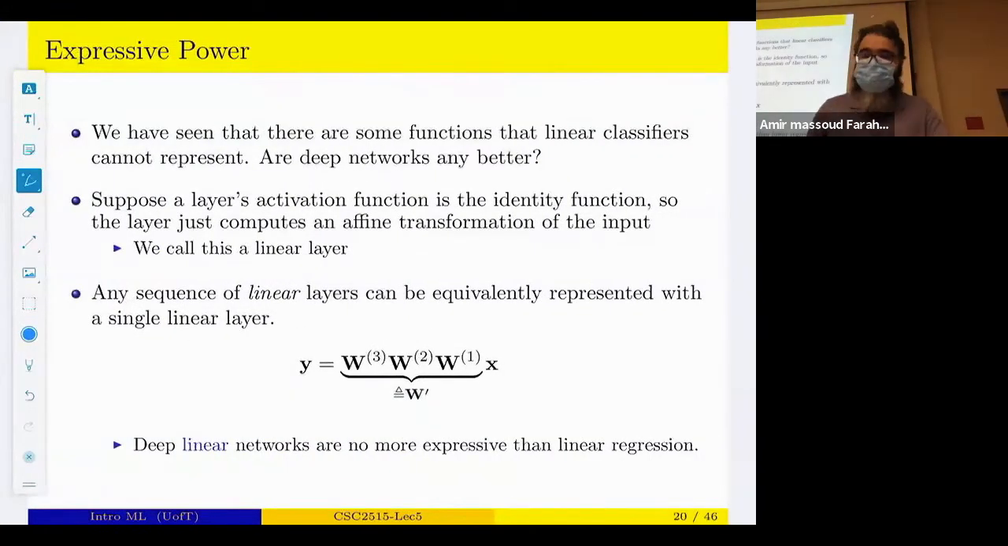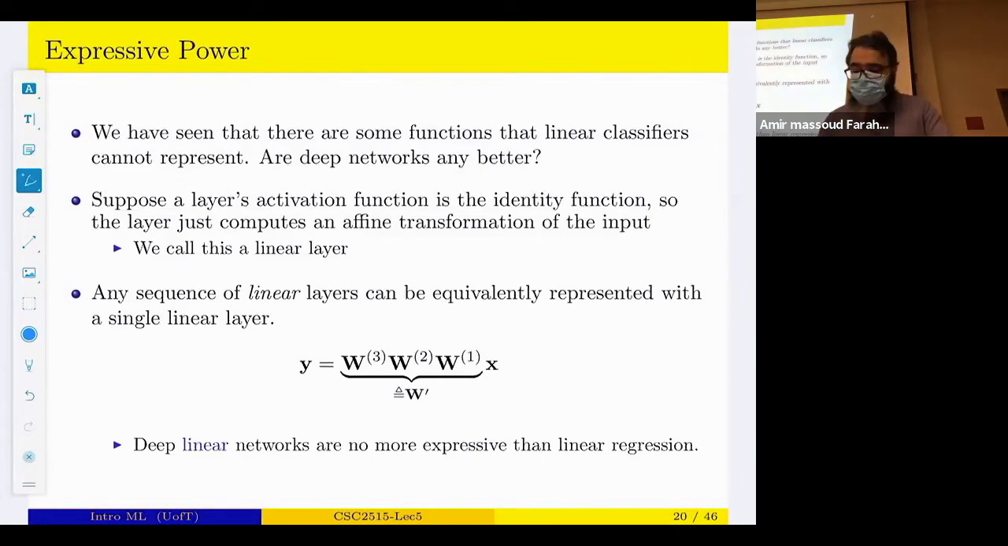Okay, one thing you probably remember is that there are some functions that cannot be represented, or some classes that cannot be discriminated, by a linear classifier. A simple example was the XOR case, which you cannot separate with a linear classifier, and we had to use some form of nonlinearity. So one question is: are deep neural networks, or neural networks generally, better or not?